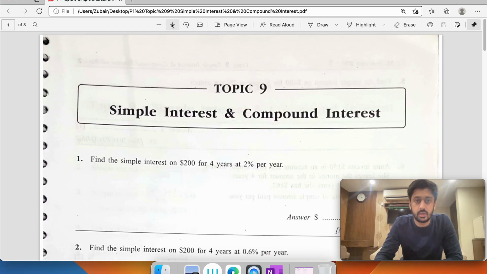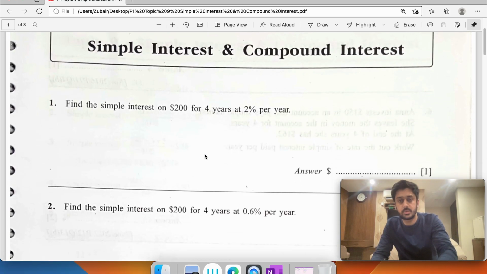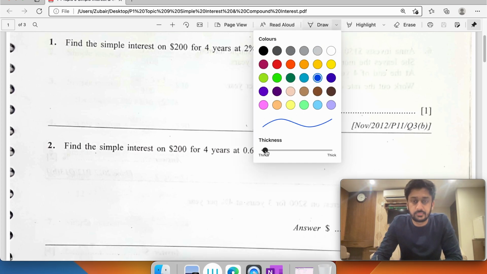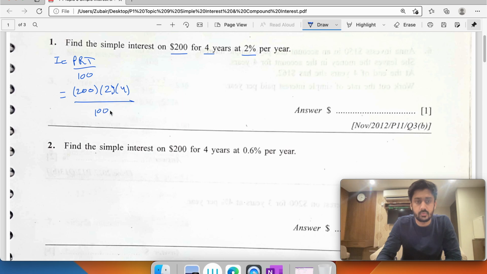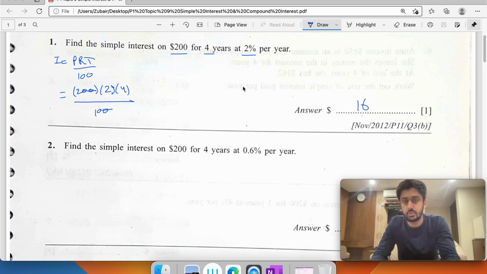Okay, now we have these past paper questions. Simple interest and compound interest questions. Find the simple interest on $200 for 4 years at 2% per annum. Write the formula, plug in the values. I equals PRT over 100. Principal amount is 200. Rate is 2%. Time is 4 years, over 100. So solve them. 2 times 4, 4 times is 16. So there is $16 interest on 200 when invested for 4 years at 2% per year.